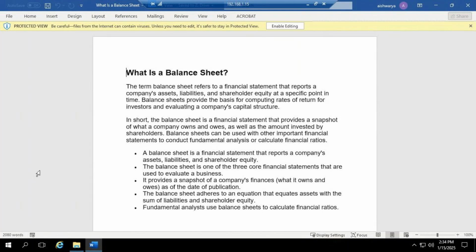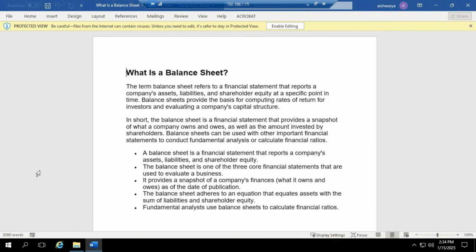A balance sheet is a financial statement that reports a company's assets, liabilities, and shareholders' equity. It is one of the three core financial statements used to evaluate a business. It provides a snapshot of a company's finances, what it owns and owes as of the date of publication. The balance sheet adheres to an equation that equates assets with the sum of liabilities and shareholders' equity.